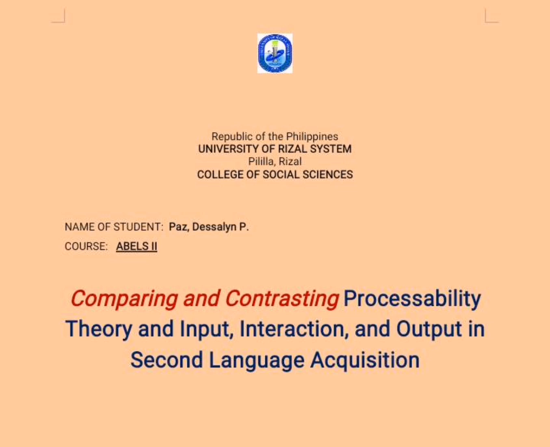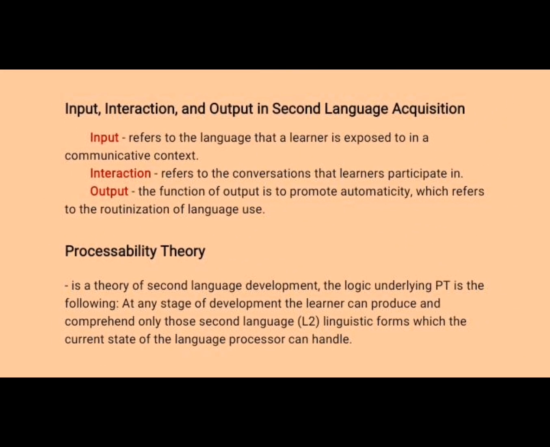So this is my simple presentation that compares and contrasts two different theories of second language acquisition. The two theories that I chose to compare and contrast were the processability theory and the input, interaction, and output in second language acquisition. So let's start. I have here an overview of each of the theories.